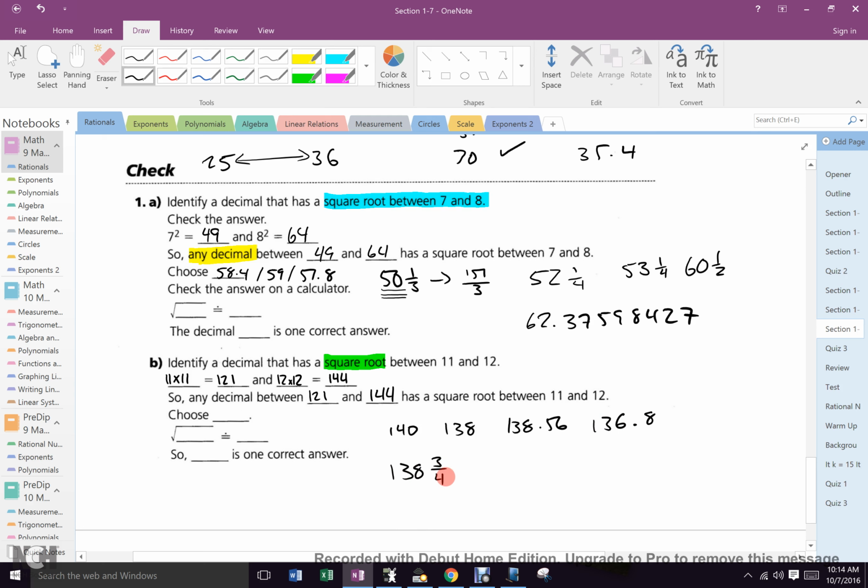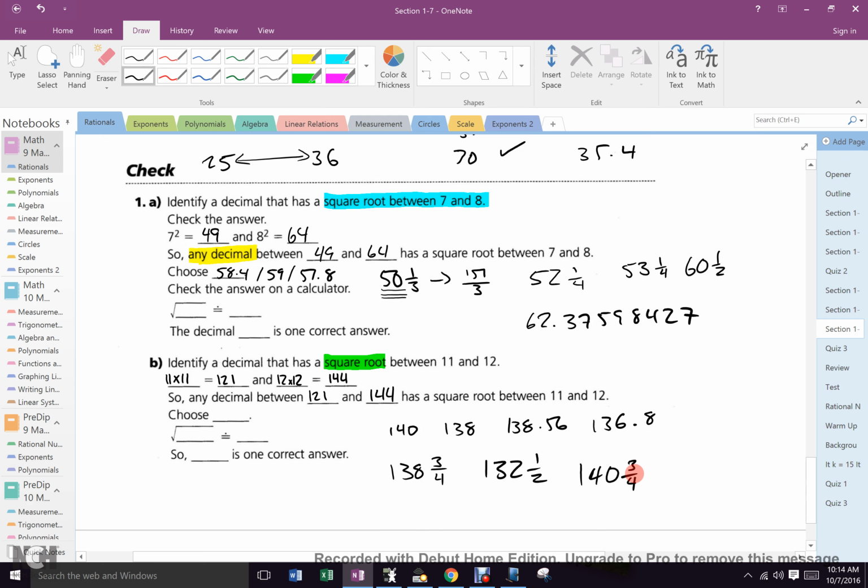138 and 3/4. Somebody give me another fraction. Ethan. 1 1/2. Austin. 140 and 3/4. Everyone got it now?